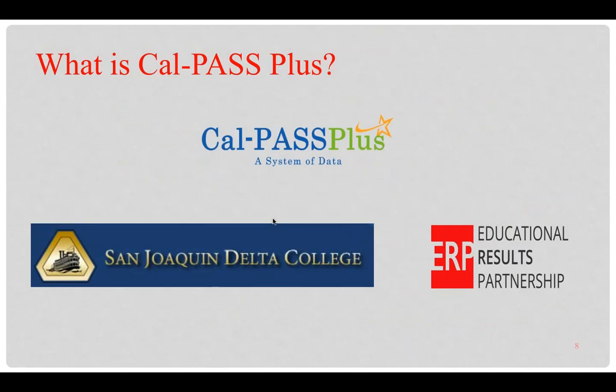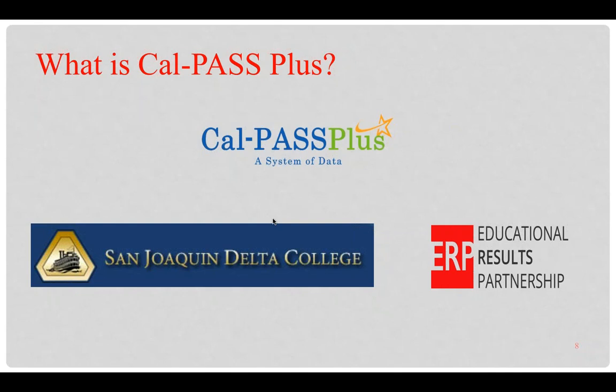So just a little bit of background on CalPASS. CalPASS Plus is the backbone of the data dashboard and one of the partners in all of this work. It is a project of the Chancellor's Office that's been around for about 12 years or so. My organization, which is a nonprofit in Sacramento called Educational Results Partnership, joined with San Joaquin Delta College to take over management of this system about 4 years ago.